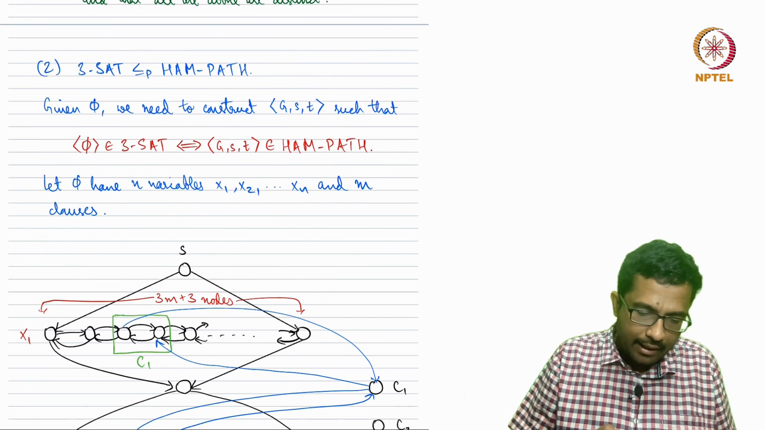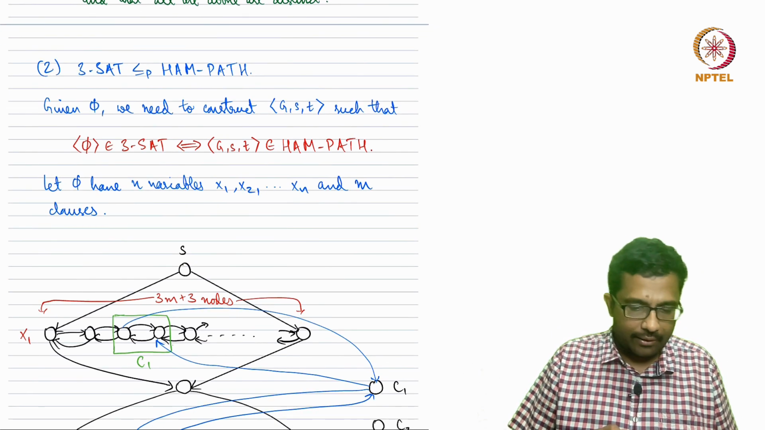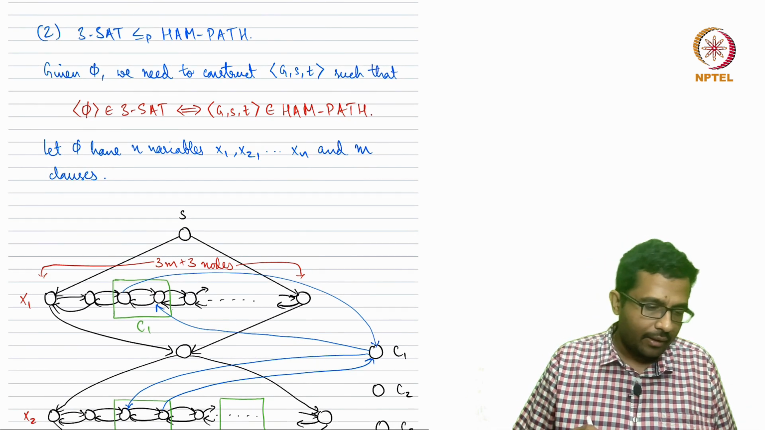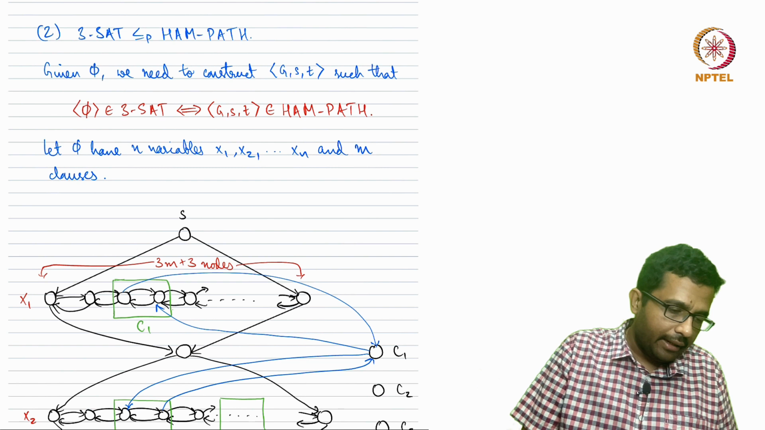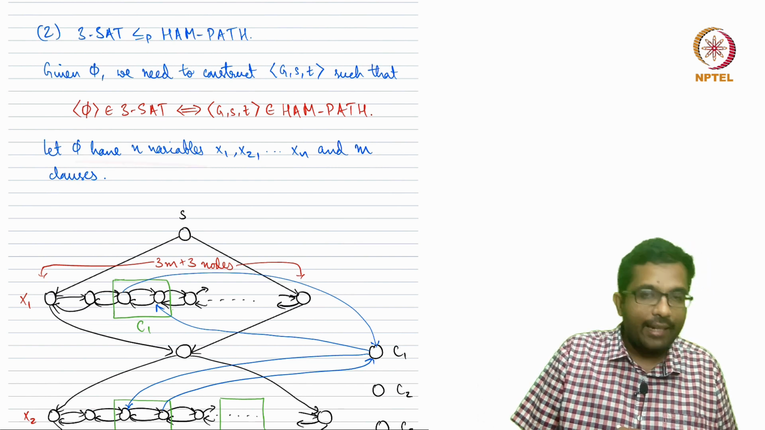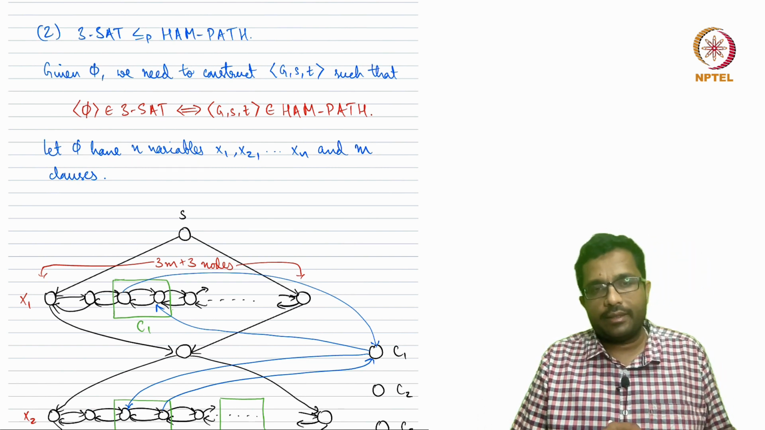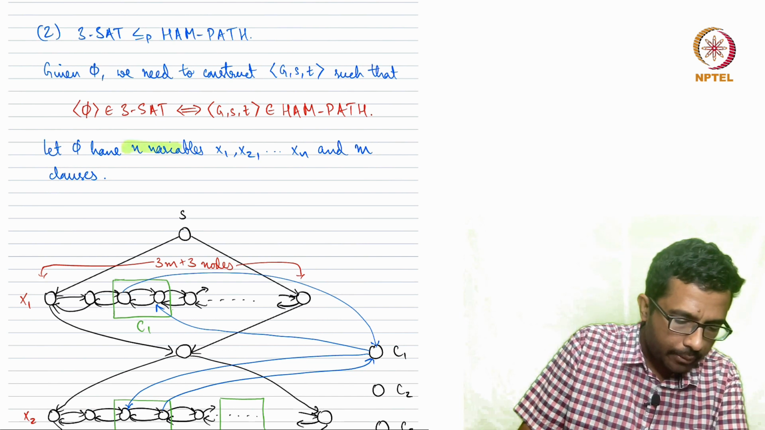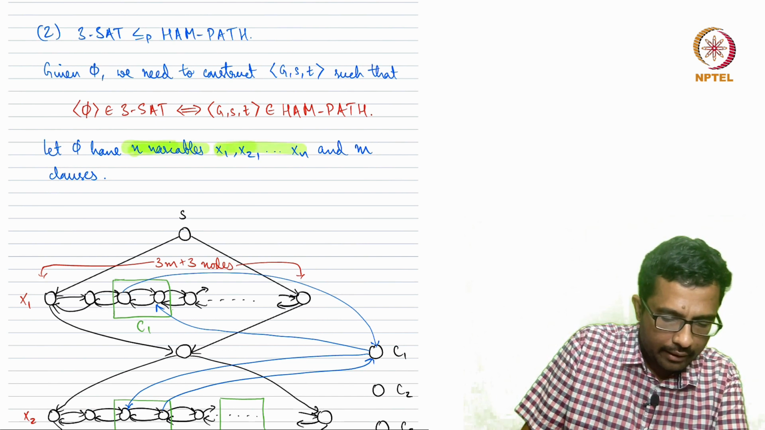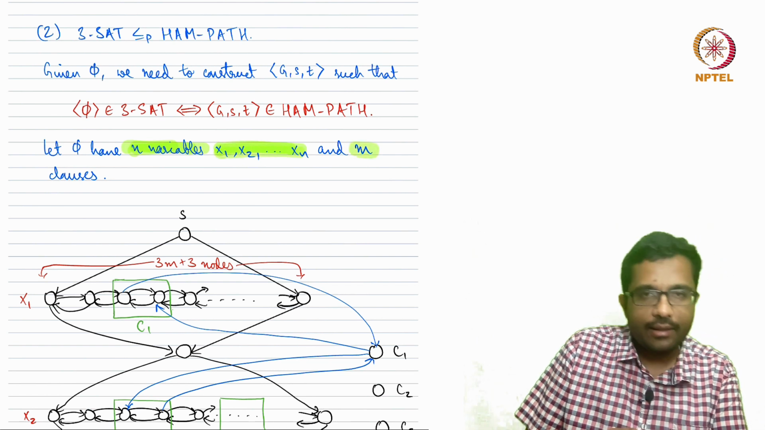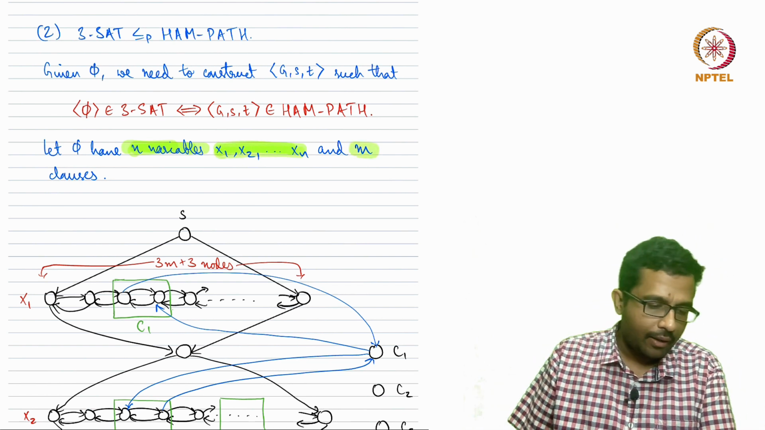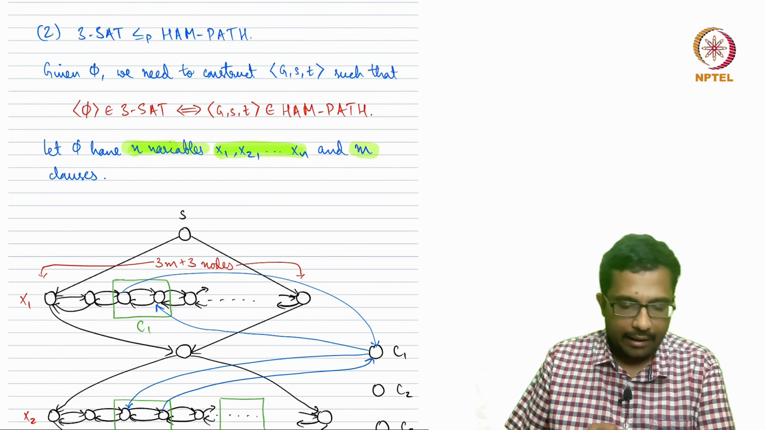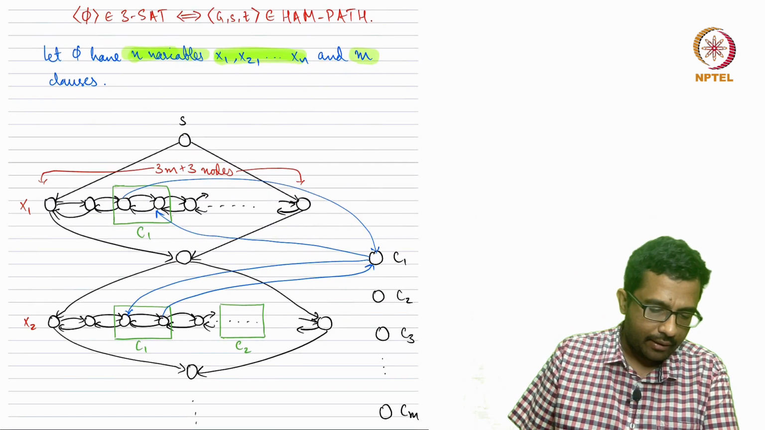So the construction is a bit more involved than the vertex cover. So I'll mostly be explaining through pictures rather than writing. So let phi be a formula that has n variables and m clauses, and let the n variables be x1, x2 up to xn, right, and m clauses, m for Mary. And now we are going to see how to build the Hamiltonian path instance.